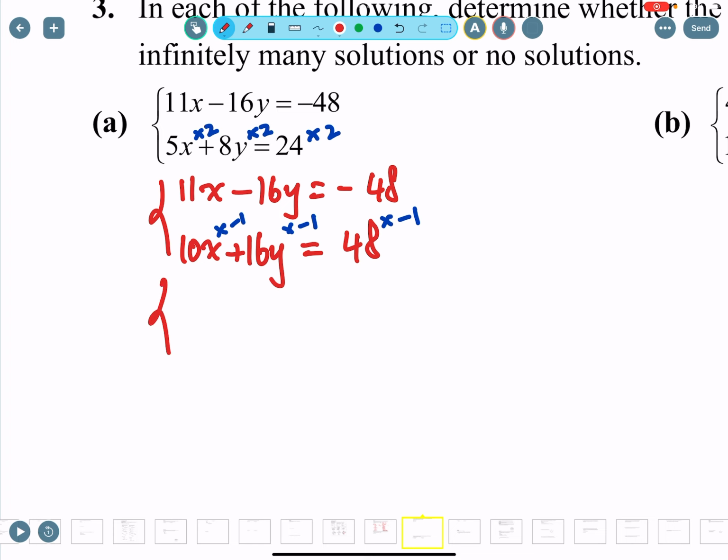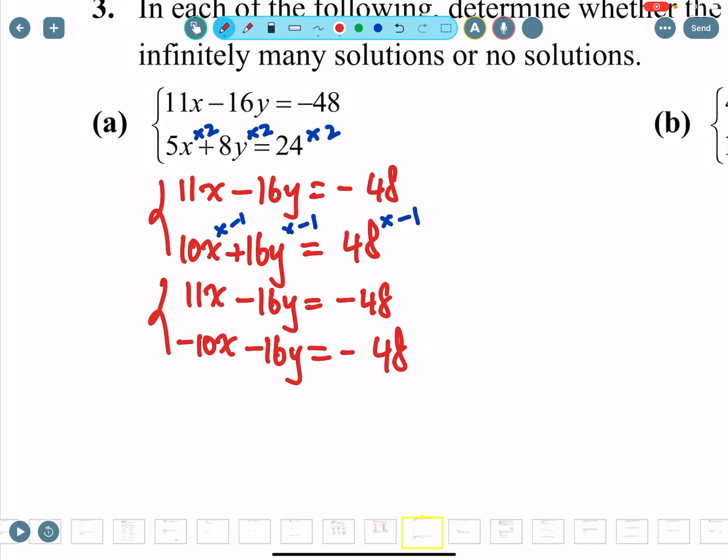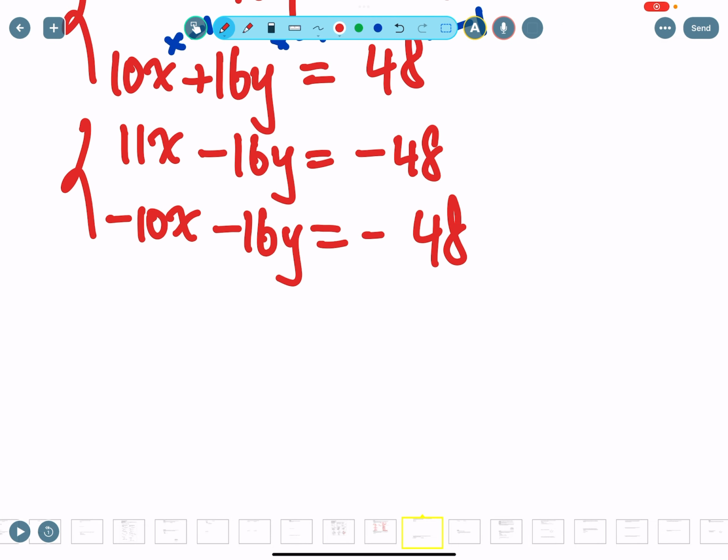So we're gonna end up with 11x minus 16y equals negative 48. Then that 10x becomes negative 10x. This positive 16y becomes negative 16y. And then negative 48. All right, switching the sign. Now you can observe, I made these two exactly the same now. These two are exactly the same, but over here it's not exactly the same. So actually here there is one solution.